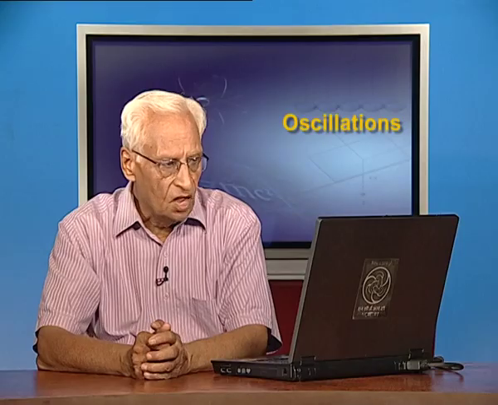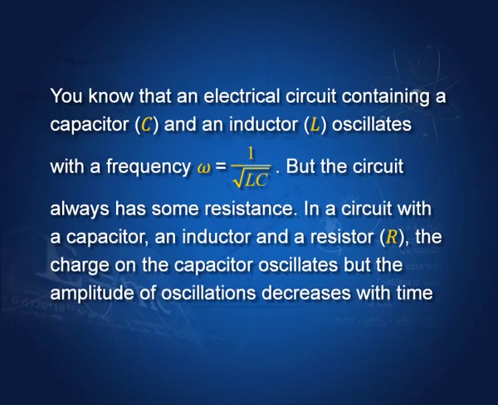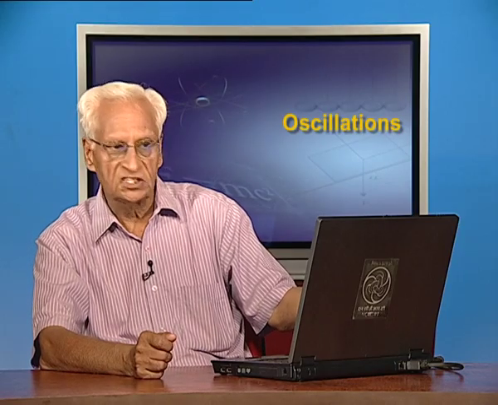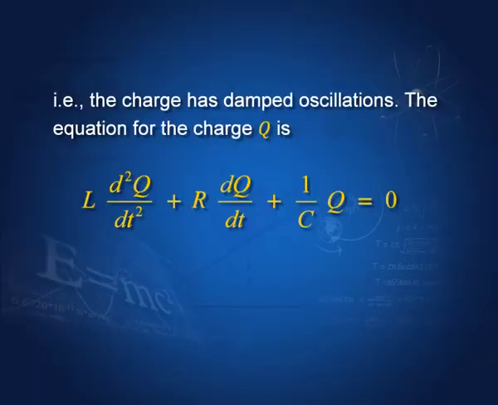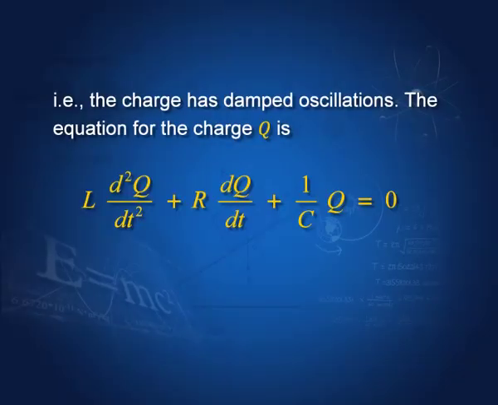We shall learn later that an electrical circuit with an inductor, a capacitor and a resistor is also a damped oscillator. The equation for the charge on the capacitor is L d squared q by dt squared plus R dq by dt plus 1 by C q. You can see this equation is of the same form as d squared y by dt squared plus 2b dy by dt and so on.